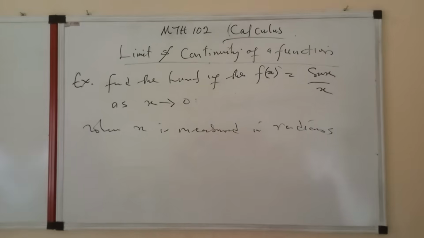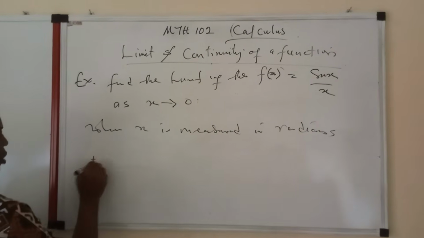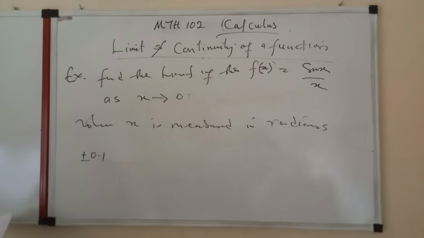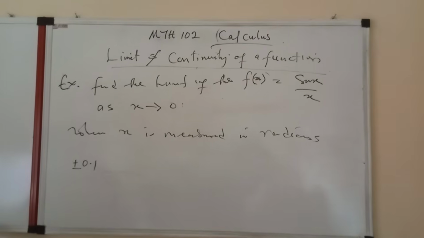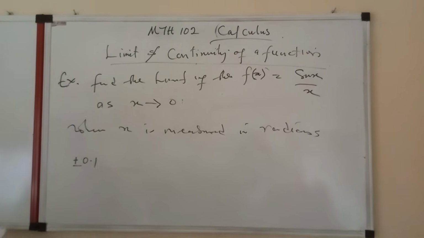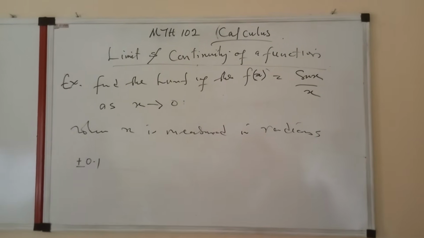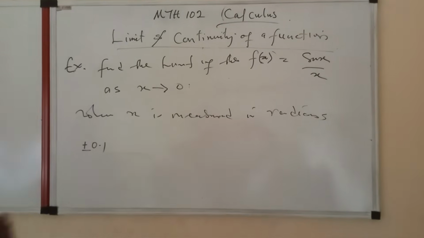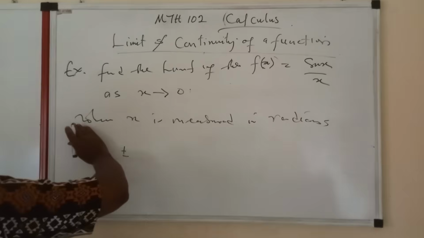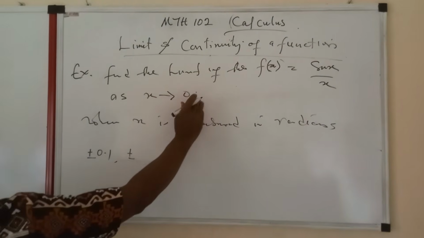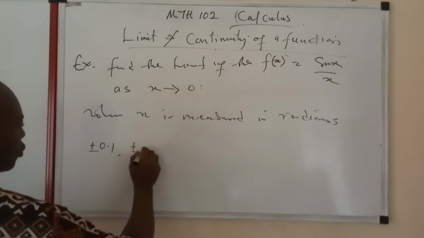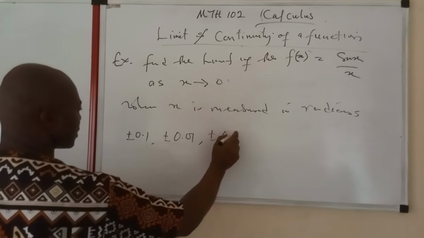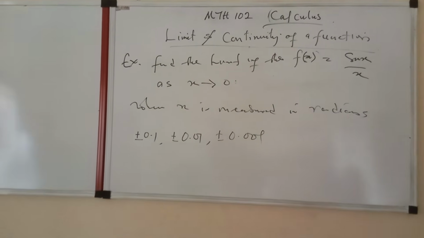Now, when you check this, as x approaches 0, the points that we'll be considering are plus or minus 0.1, plus or minus 0.01, 0.001, and so on, because the left-hand side will give you negative values, while the other side will give you positive values.